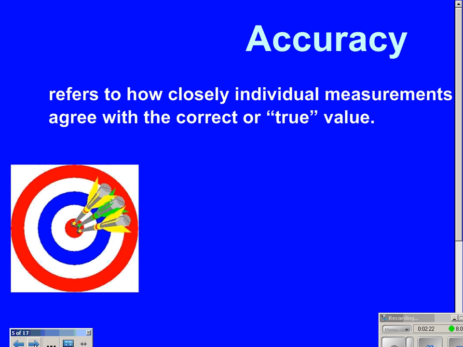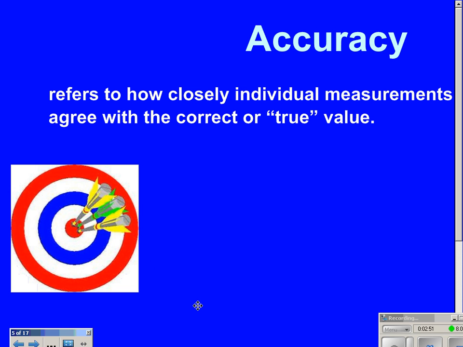Now, let's look at accuracy. Accuracy refers to how close individual measurements agree with the correct or true value. Let's go back to that scale again. Let's say that scale I got on says I weigh 507 pounds. I know I don't weigh that much. So I calibrate the scale. And now when I get on that scale, it's really close to what I actually weigh. And if it's right on the true value, that's an accurate scale.